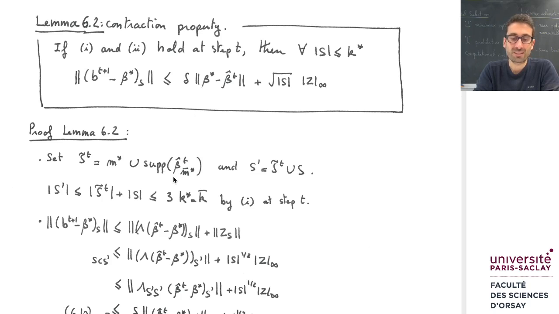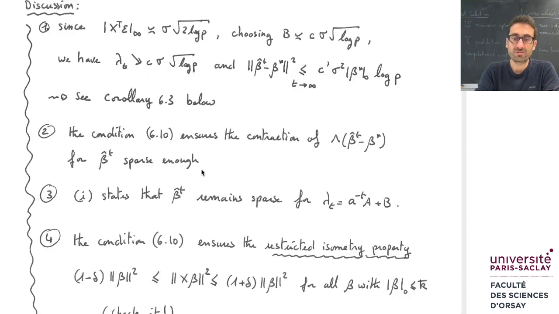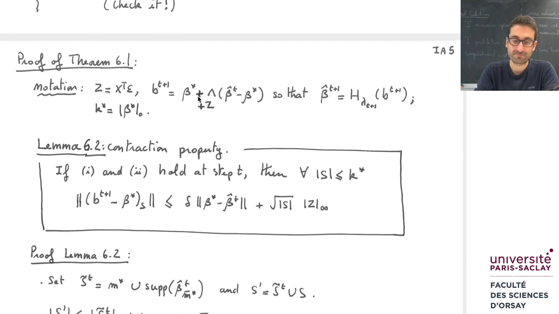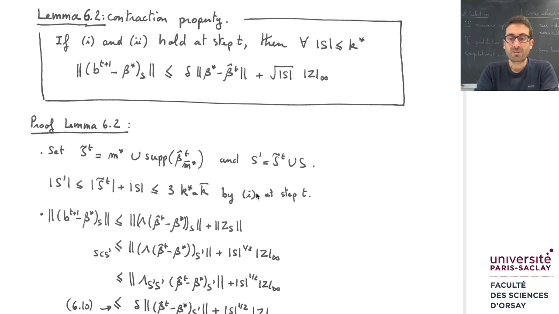So this is equivalent, and I write it like this in order to see that the cardinality of this quantity is smaller than k star, and this will also have a cardinality smaller than k star, simply because the property holds at step t. So the support of this vector has a cardinality smaller than k star. And I will also introduce S prime, which is S union the support of beta hat t union the support of beta star.